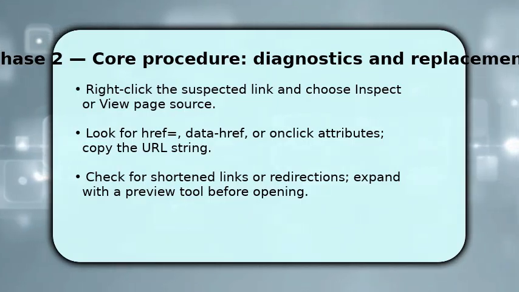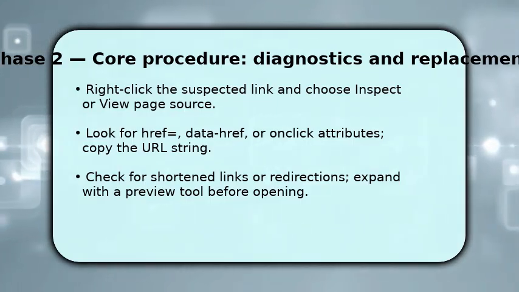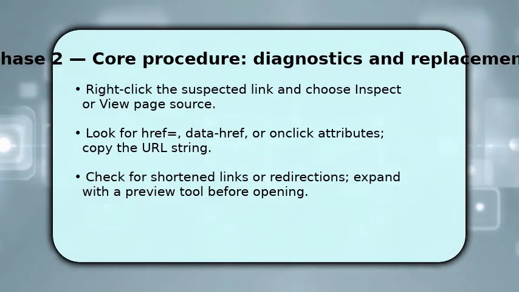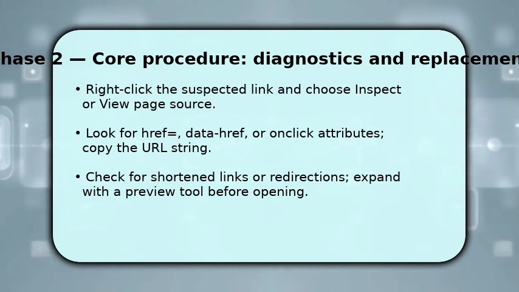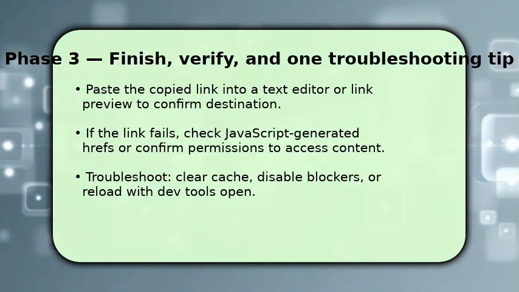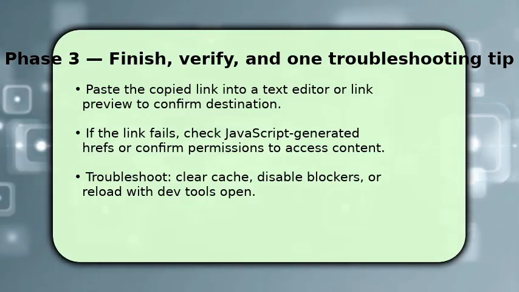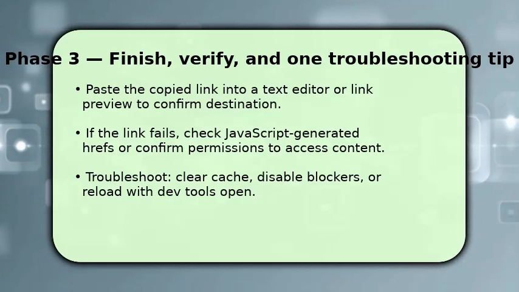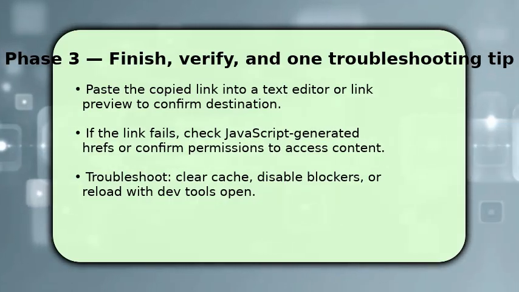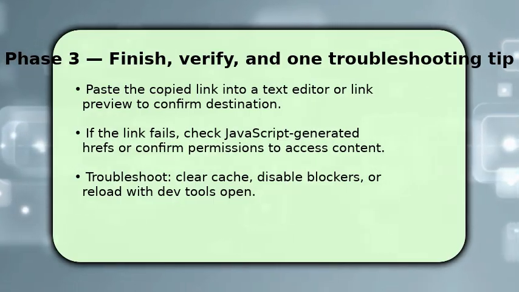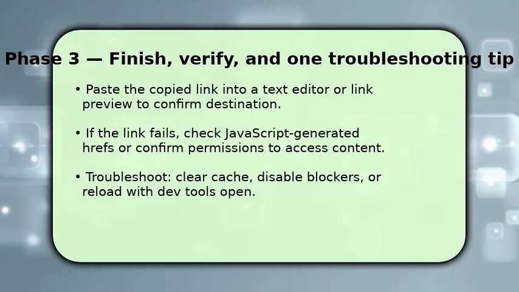If so, use a safe preview or expand technique to confirm the destination before you open it. Finish by verifying the link. Paste it into a plain text editor or a link preview pane to confirm the destination, because you want to be sure before visiting. If the link doesn't work, check whether JavaScript generates the href at runtime or whether access permissions block it. That explains many hidden link issues.